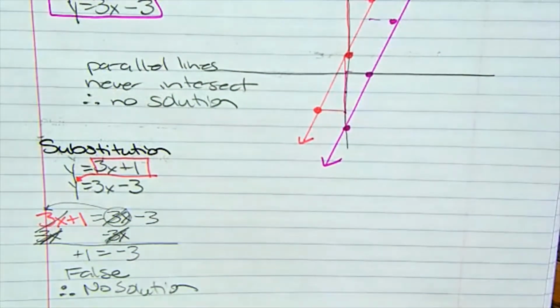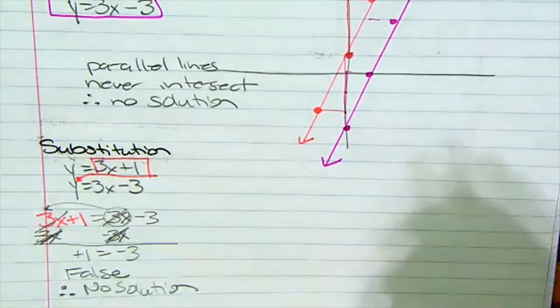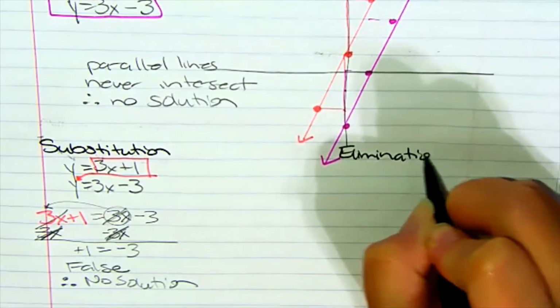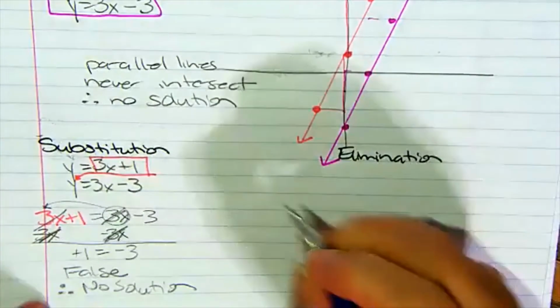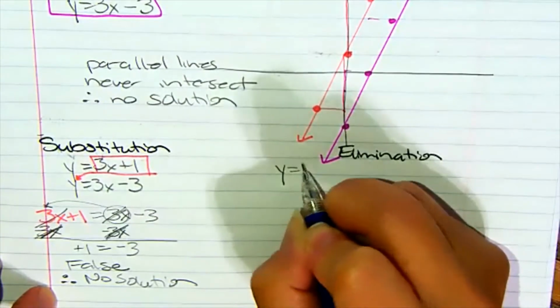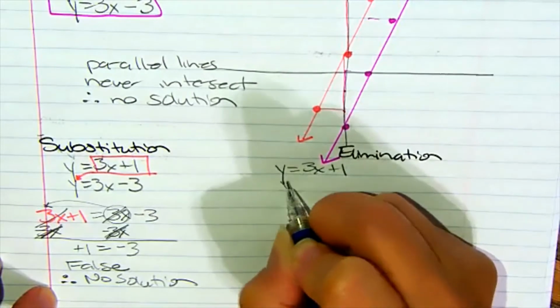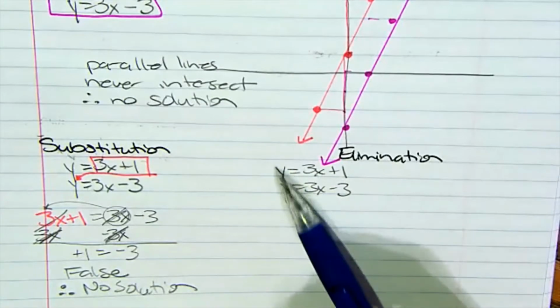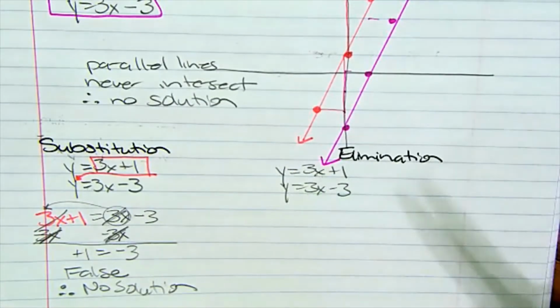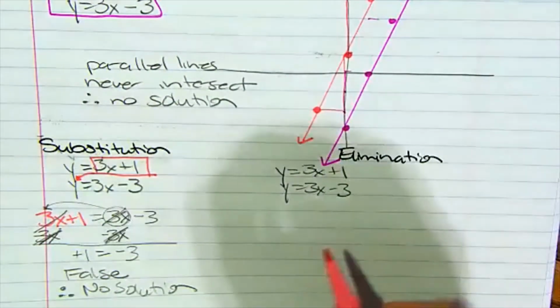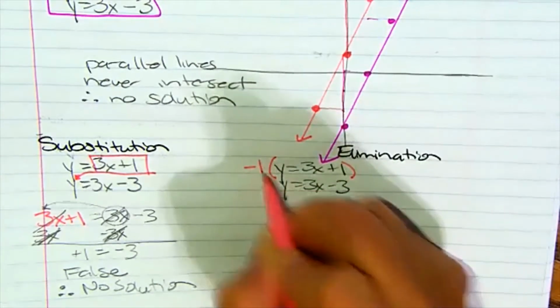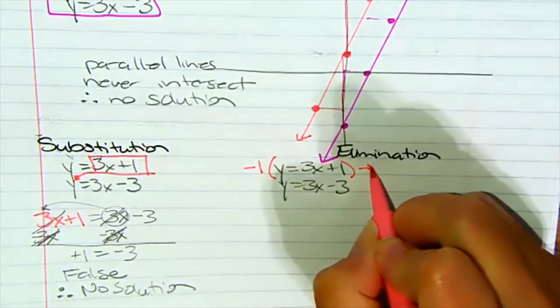Okay, so what would it look like if we used elimination? Let's use elimination. Well, we have y equals 3x plus 1. y equals 3x minus 3. And I want to eliminate one of my variables, either my y's or my x's. So I'm going to multiply this top equation by negative 1.